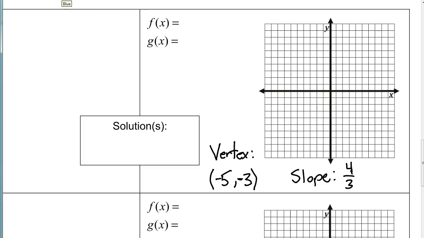All right, so plot the vertex. Go ahead and do that. Plot the vertex. Check. Okay, plot the slope.